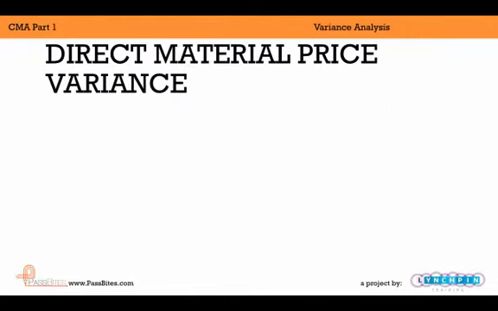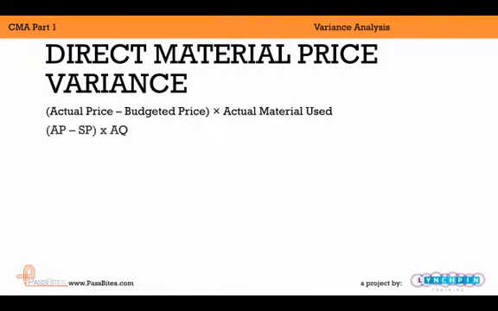Second variance here is direct material price variance. The price variance is matching the actual price against the budgeted and multiplying it with the actual material used. So formula is AP minus SP times AQ. Remember that formula because I'm going to use the similar mnemonic for further variances. AQ is the actual quantity used in production and actual quantity of raw materials. Make sure you're picking up actual quantities of raw material.